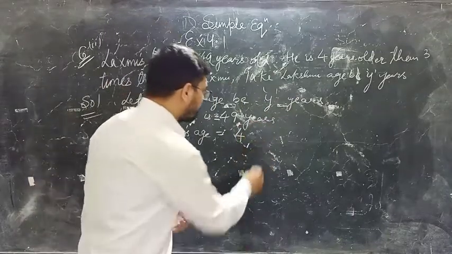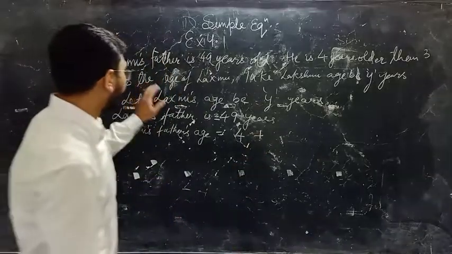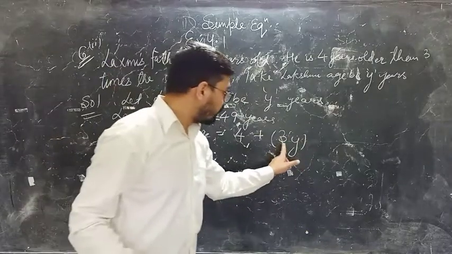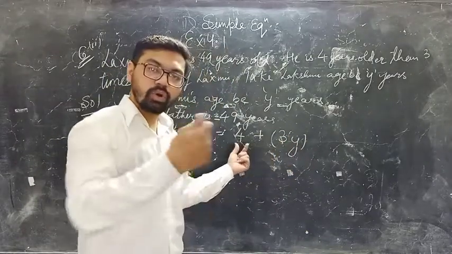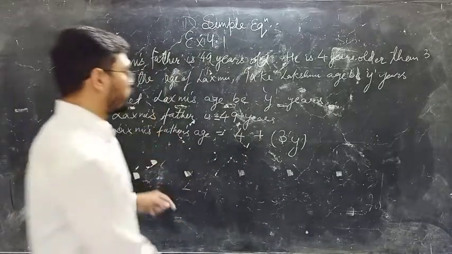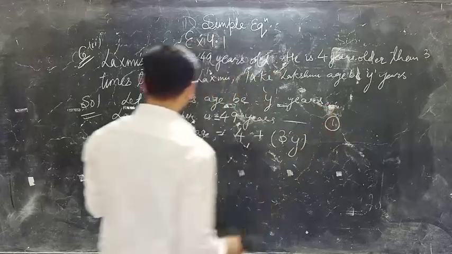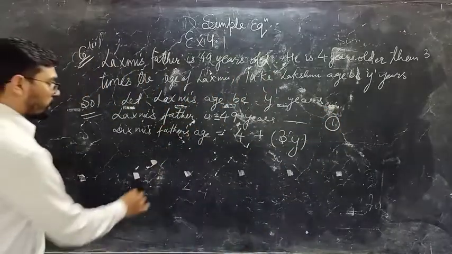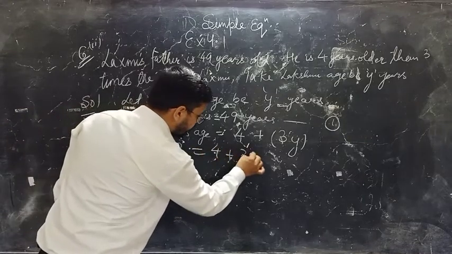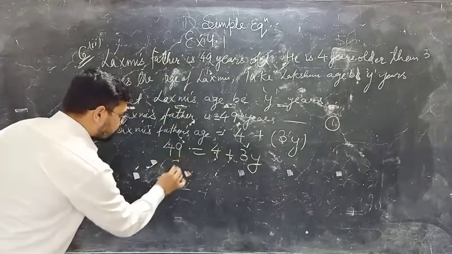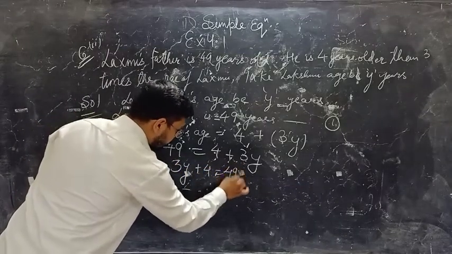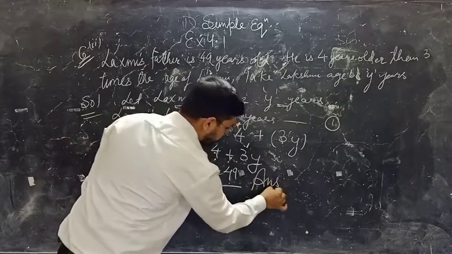4 years older, then 3 times the age of Lakshmi. And what is the age of Lakshmi is y. So लक्ष्मी की एज के 3 गुना प्लस उसमें 4 साल और आप जोड़ दीजिए, वो किसके इक्वल है? लक्ष्मी के फादर की एज के. और दिस इज गिवन द फर्स्ट इक्वेशन that Lakshmi's father age is equals to 49 years. So you can write 49 is equals to 4 plus 3y, or you can write 3y plus 4 is equals to 49. So this is the required equation.